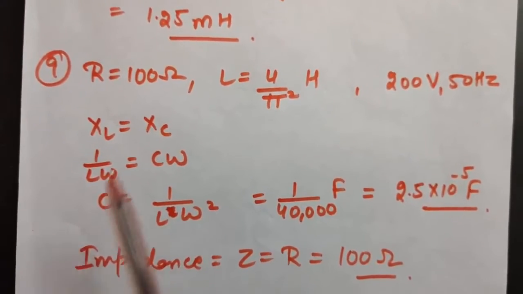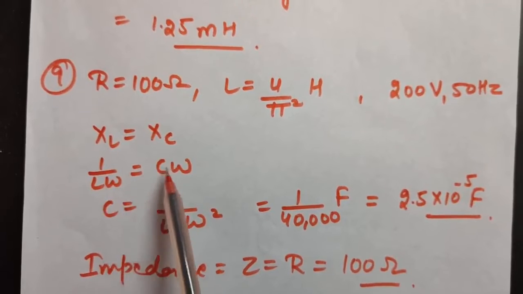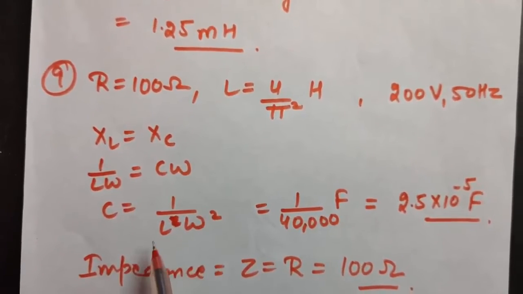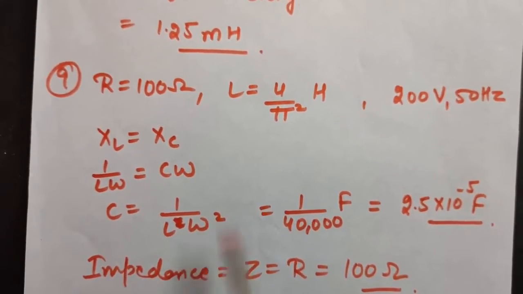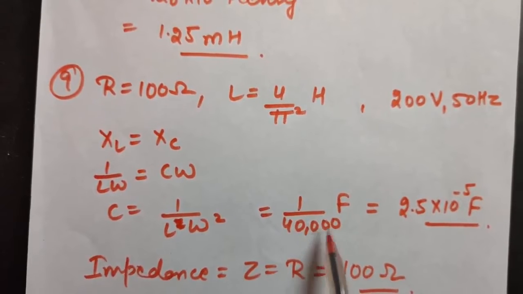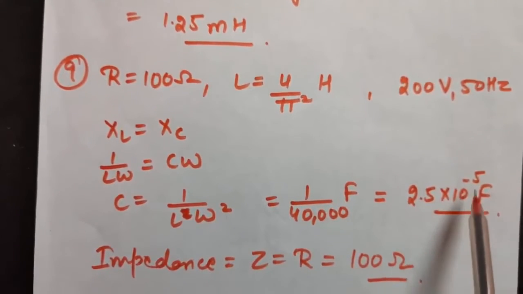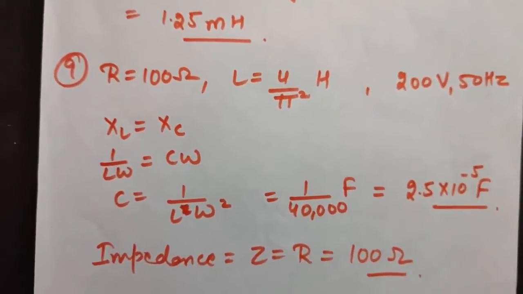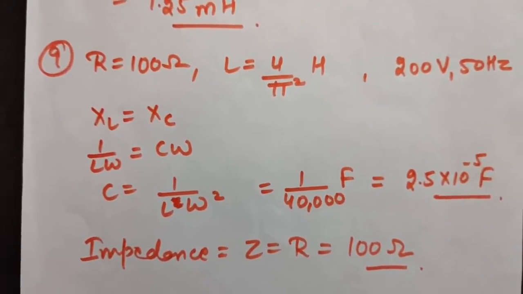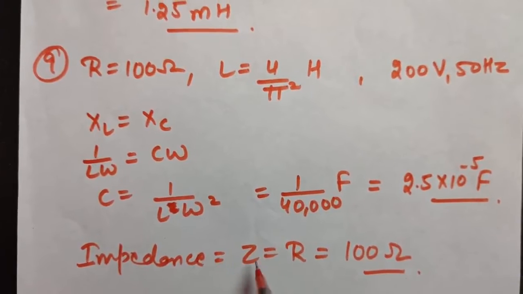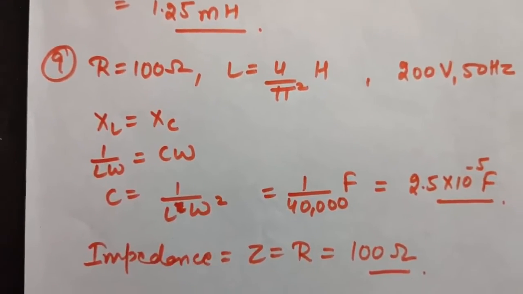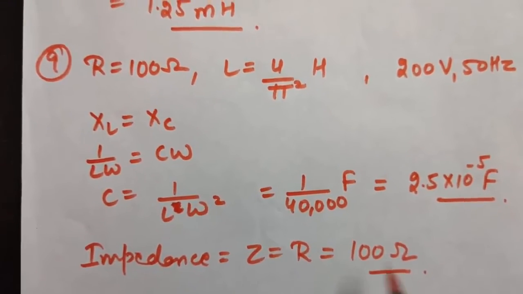So that means L omega is equals to 1 upon C omega. From here C will come to be 1 by L omega square. Now you have L and omega from the question. Omega is 2 pi nu, which is given. So just put the values and you will get the answer to be 2.5 into 10 to the power minus 5 farads. Okay, now as in the question, voltage and current are in same phase. That means impedance will be equal to R only, because XL is equals to XC. That means XL minus XC will become 0. So therefore impedance is 100 ohms only.